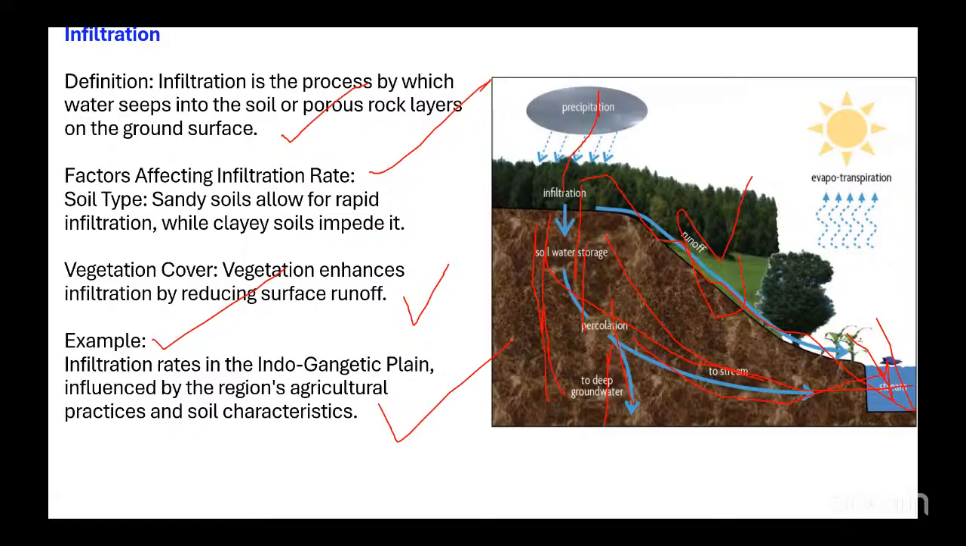But with the higher rate of infiltration in this Indo-Gangetic plain, again the water will join the main river system or main streams through the subsurface process. Okay, some amount of water will be stored as groundwater, and the remaining will flow through the subsurface to the streams. So this is the best example in northern India, the Indo-Gangetic plains. Okay, this is the infiltration process.